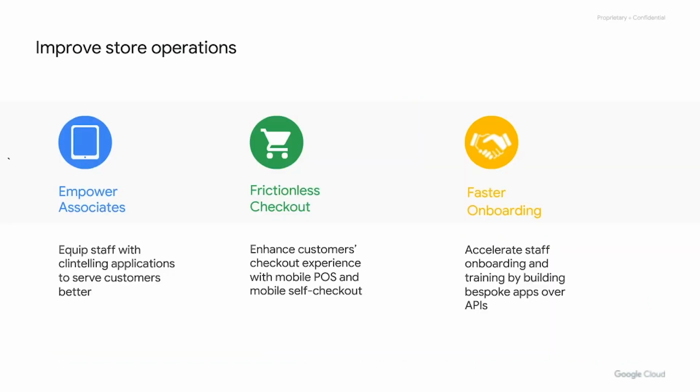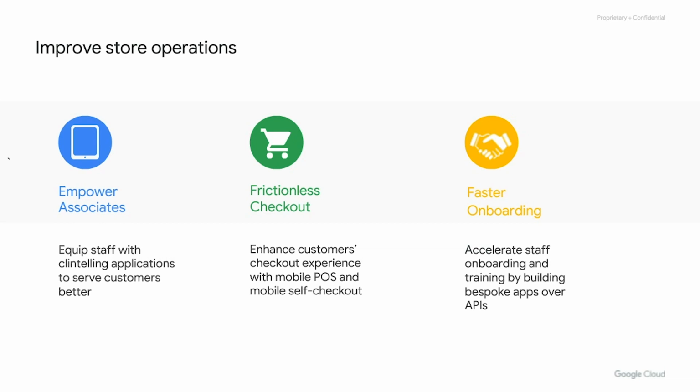So we talked about omnichannel. Let's go into store operations. And here we have the second key area where retailers are using APIs. And there's, again, 3 pieces to this. So empowering associates with digital capabilities, providing customers with a frictionless checkout, and accelerating the associate onboarding of new staff.